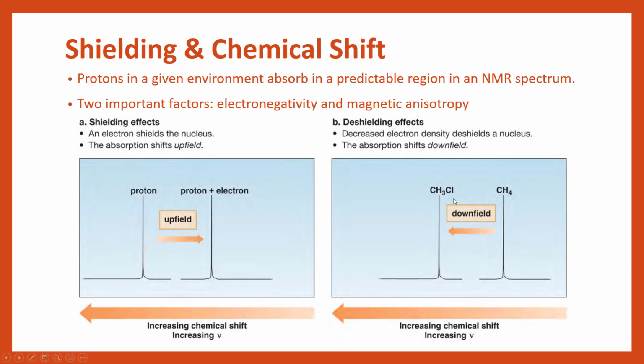If we take one of these hydrogens and replace it with chlorine, according to our electronegativity tables, chlorine is far more electronegative than carbon. What it does is pull electrons towards itself, so it de-shields lots of these hydrogens. Because of that, they are more exposed to the magnetic field and they are pushed further downfield.